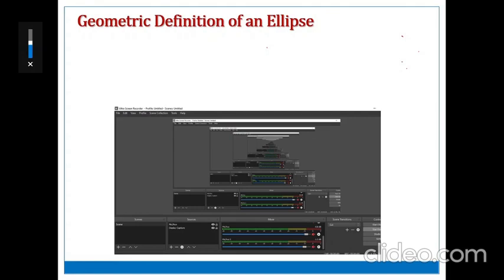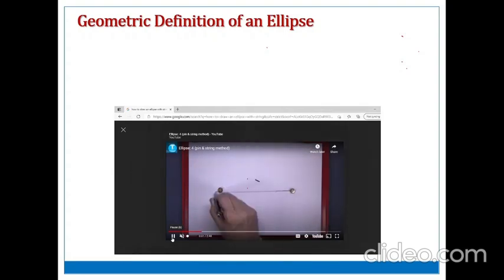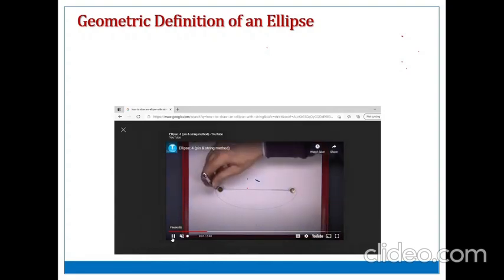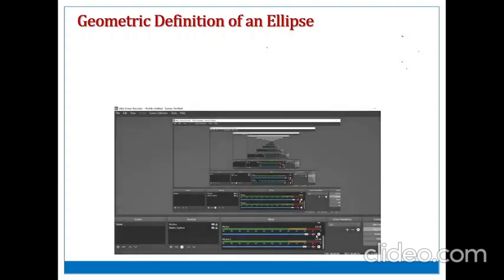In the following video, we'll see how to draw an ellipse practically. There will always be 2 points. Now you attach a string to these 2 points, and then with a pencil, you make the string tense, you give it tension, and then you draw it.